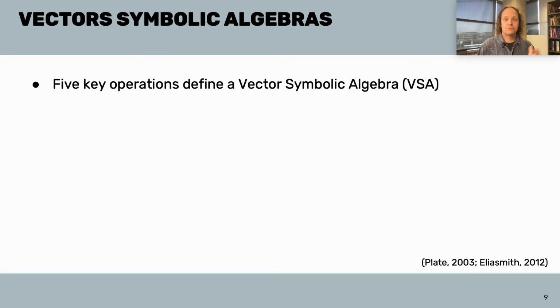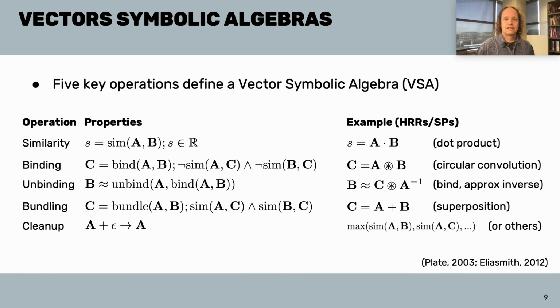In fact, throughout this tutorial, we're going to assume a particular vector symbolic algebra, one that is called holographic reduced representations, or HRRs. In this table, I've identified the general categories of operations that are required to define a vector symbolic algebra. In fact, there are many suggestions about what those operators can be for binding, bundling, similarity, and all of the above. But I've also identified the specific one that we're using on the right-hand side.